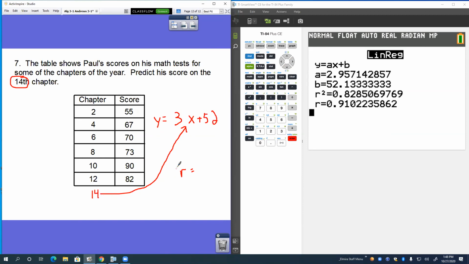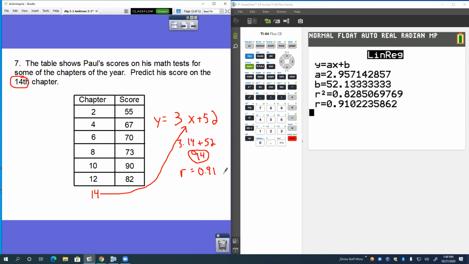I want to figure out what the 14th is. So I'm going to have 3 times 14 plus 52 when I go to sub it in. 3 times 14 plus 52 gives you a prediction of 94. You should get a prediction of 94. My R value, if I round to the nearest hundredth, would be 0.91. That would represent a strong positive correlation. Questions on that one?